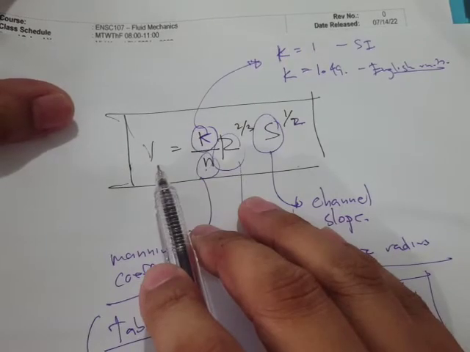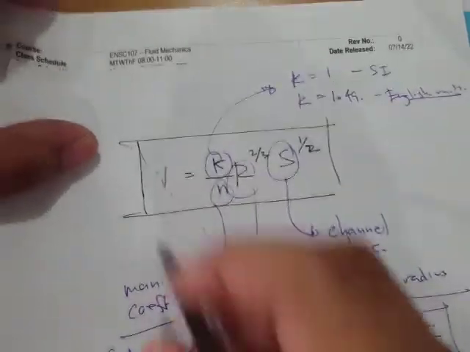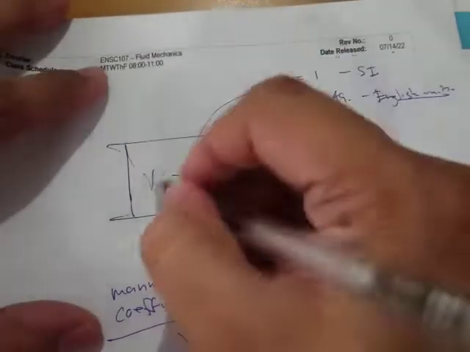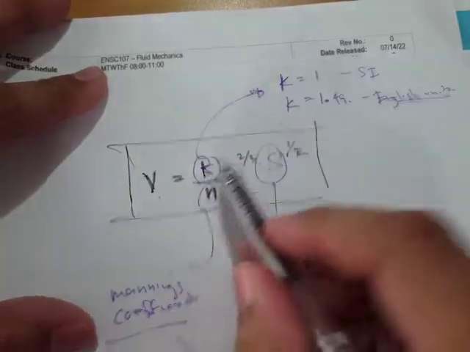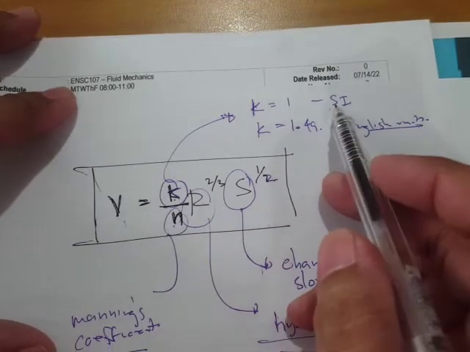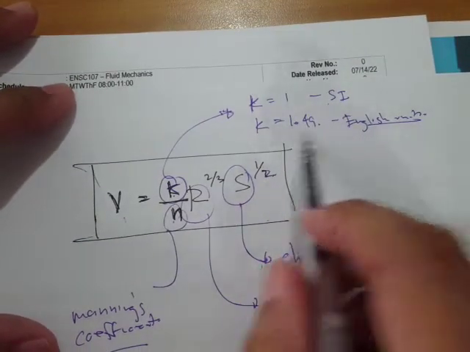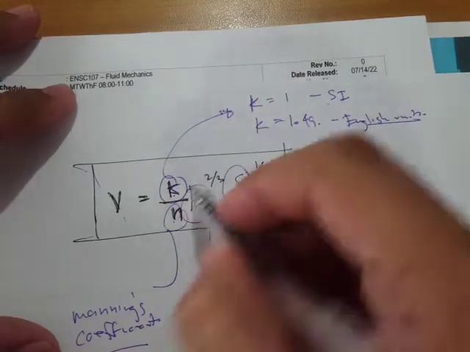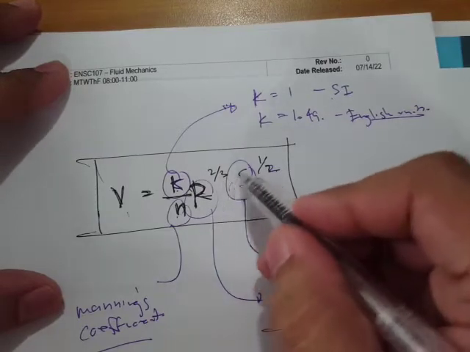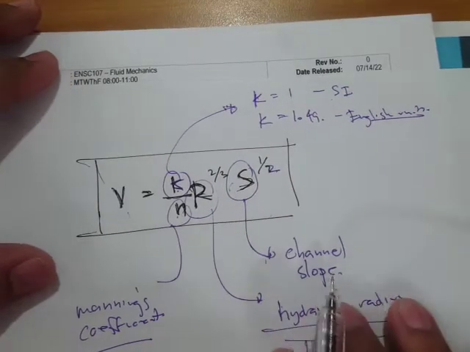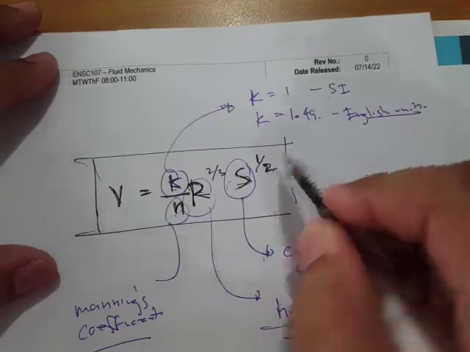Okay, so we'll continue our discussion. Here's our Manning's equation for the velocity. That's v is equal to k over n. We use k equal to 1 if we're in SI units, or k equal to 1.49 if we're using English units. k over n times R, the hydraulic radius raised to 2/3, and this one is S, the channel slope raised to 1/2.